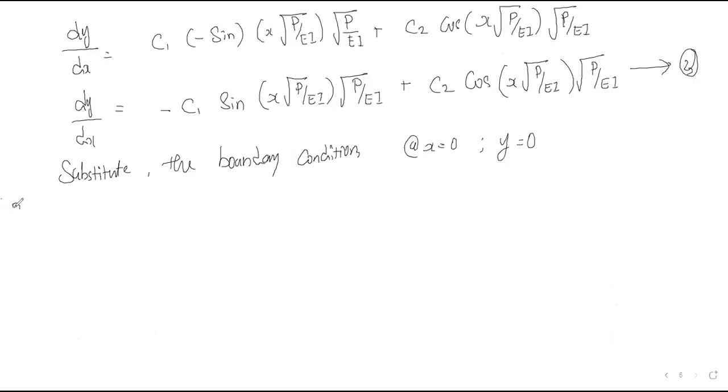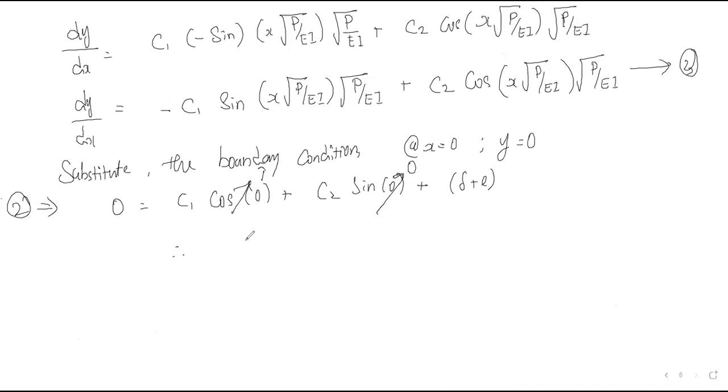So equation 2 becomes: x is equal to 0, y is equal to 0. C1 cos 0 plus C2 sin 0 plus delta plus e. Now cos 0 becomes 1, sin 0 becomes 0. Therefore, C1 is equal to minus of (delta plus e). So this is the constant C1 value.